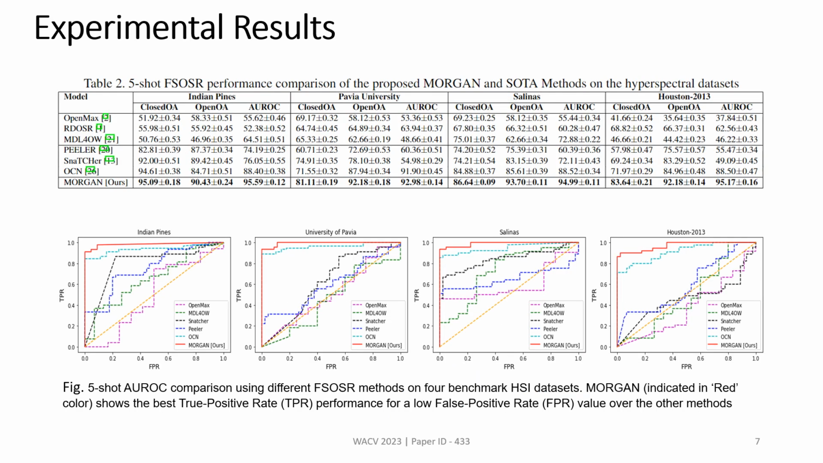In results, MORGAN beats existing OSR and FSOSR methods over all the four benchmark HSI datasets for three metrics. You can observe the AURC plot, which is in red in color, which is beating all the existing methods by a large margin.